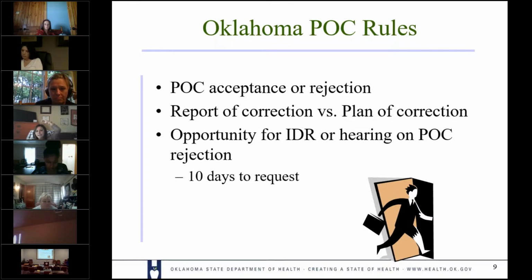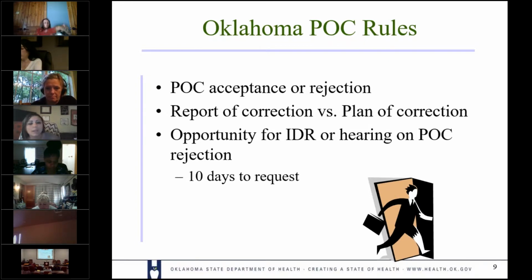And then you'll also receive an opportunity for the IDR or a hearing on the POC rejection. Now, if you have a POC that's rejected, then your 10 days start over. You have 10 more days to submit the amended POC. If I were you though, I'd want it out of my hands and out the door for somebody to review, because you know how the turnaround is on that.